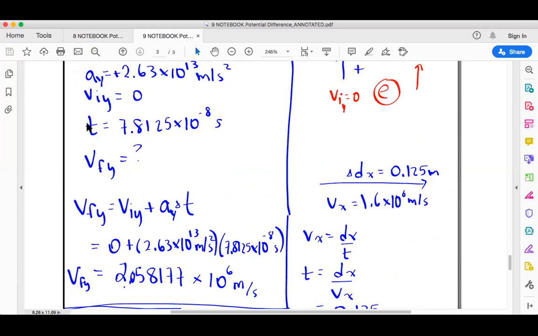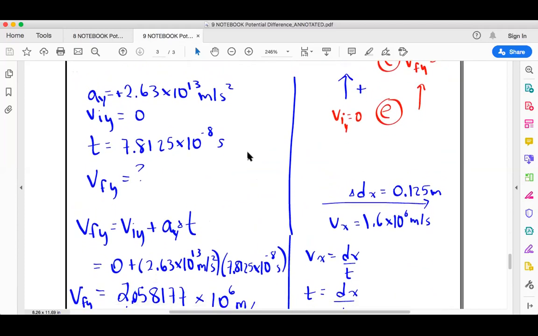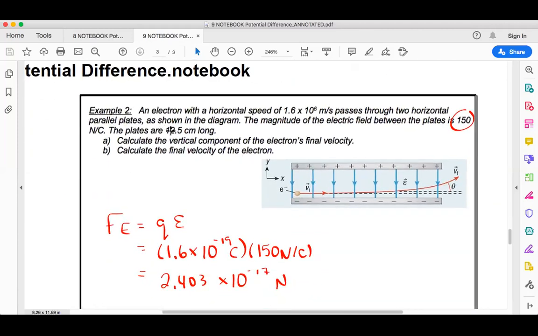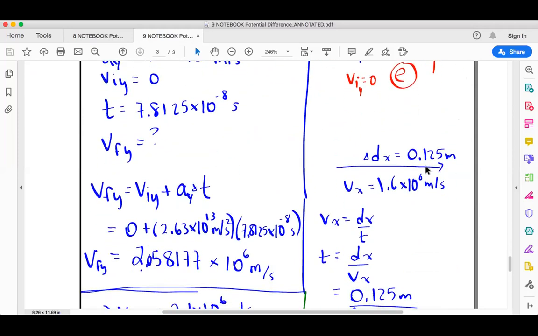Okay, time. We don't have time, so how can we find time? So horizontally, we're told that the plates are 12.5 centimeters long, and we're looking for the velocity it passes through to the other side. So it goes from here to there, and then as soon as it's out, there's no more acceleration towards a positive plate. So really we care about from here to here, that's our displacement in the x, and we've got our velocity in the x. So we do Vx equals dx over t, because horizontally it's uniform motion.